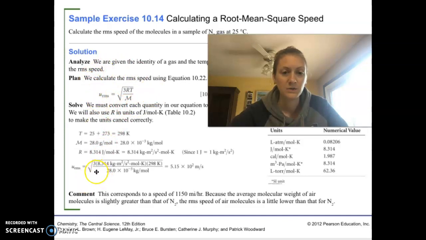given up here. So we're going to take 3 times that R, which is the 8.314, times the temperature, which we converted into Kelvin, so 298, divided by that molar mass, which is 28 times 10 to the negative third. So you'll see that moles cancels out, our kilograms cancel out, our kelvins cancel out, and we're going to be left with our units in meters per second, which is again what we want because we're talking about speed. And once you do all those calculations, you get 5.15 times 10 to the second meters per second.